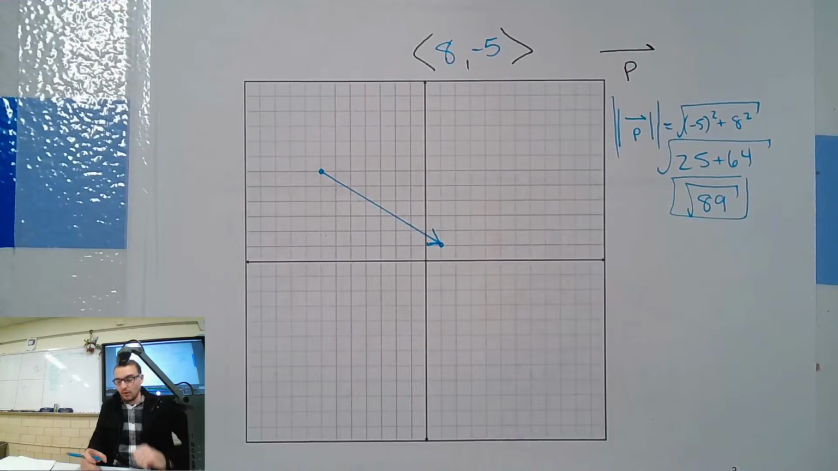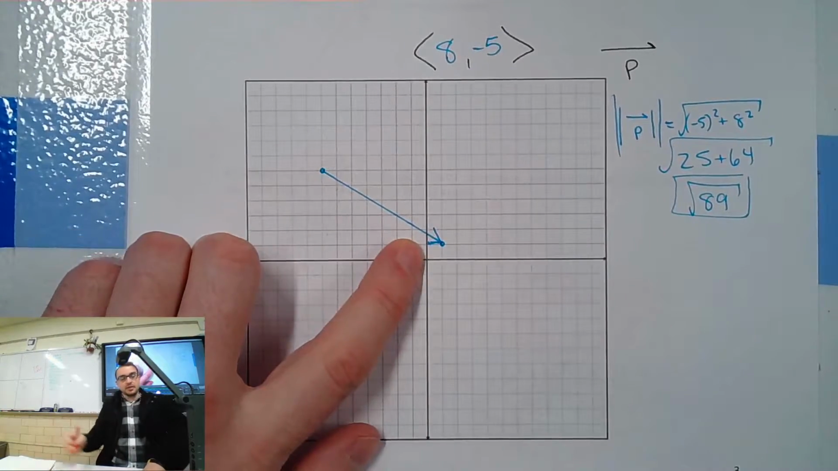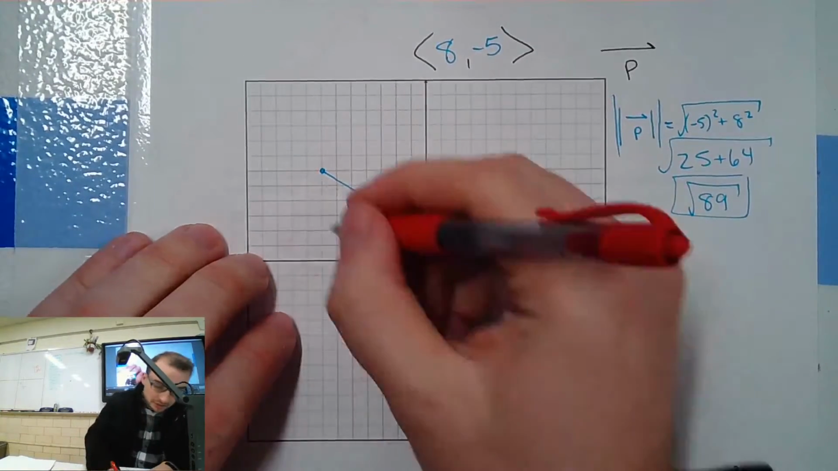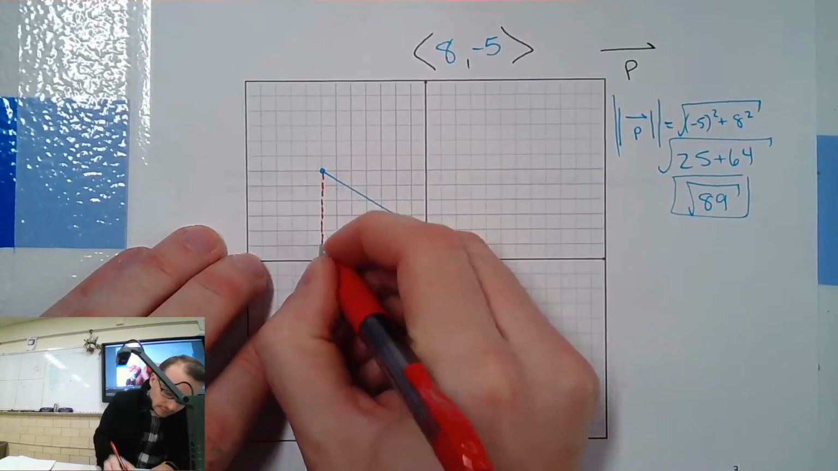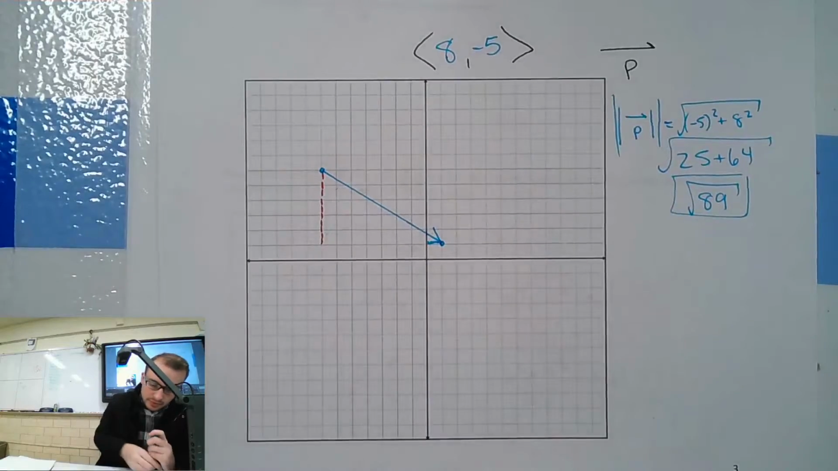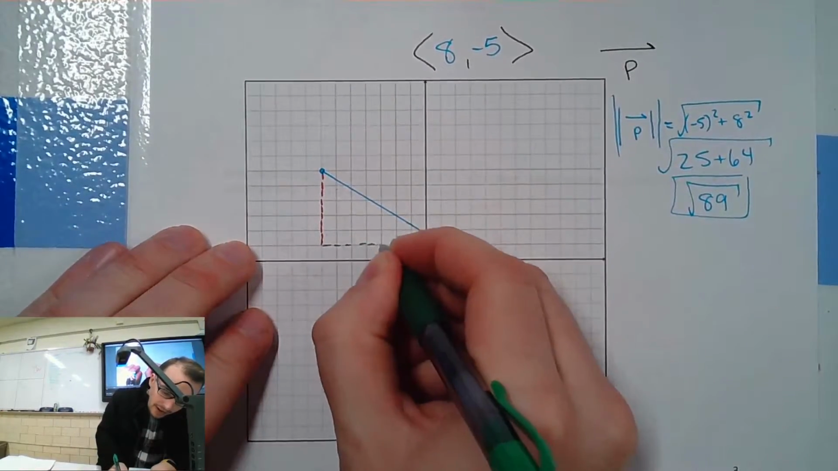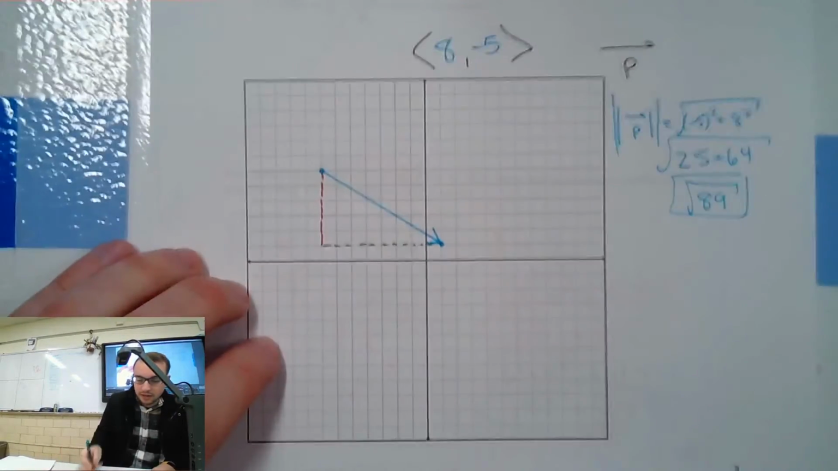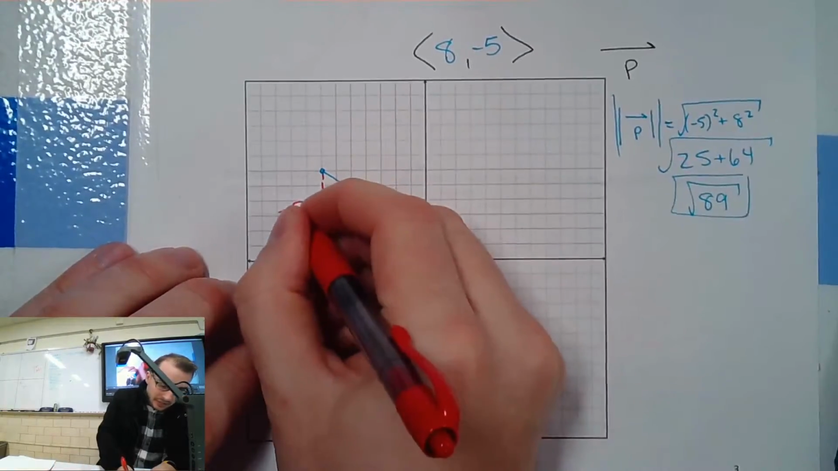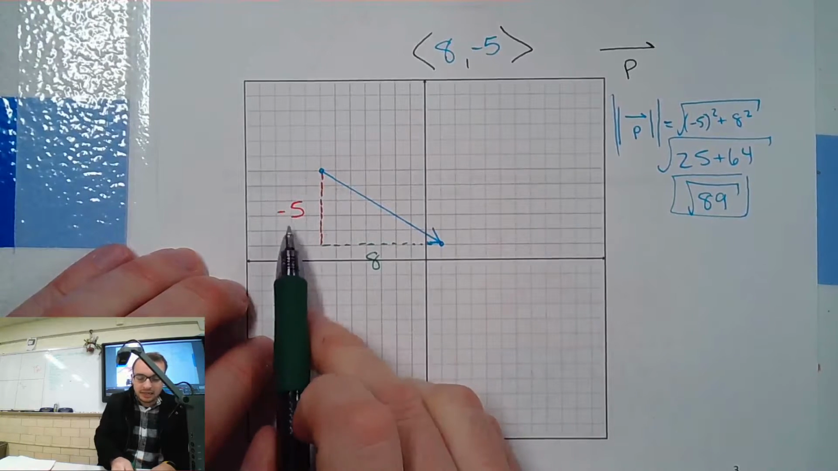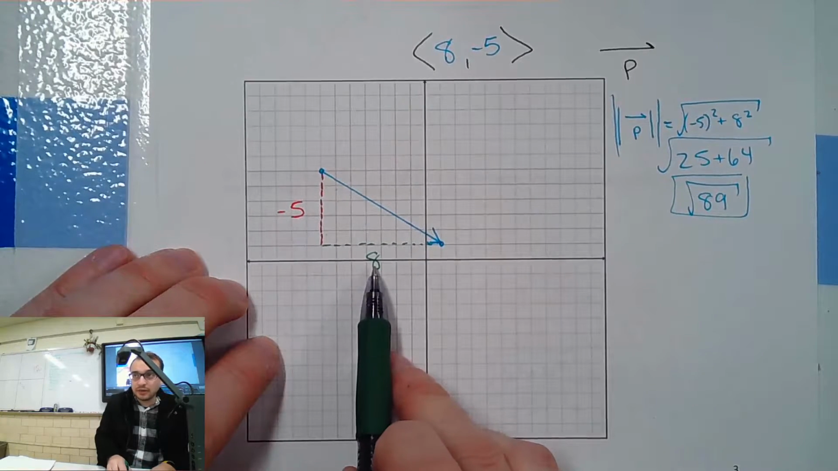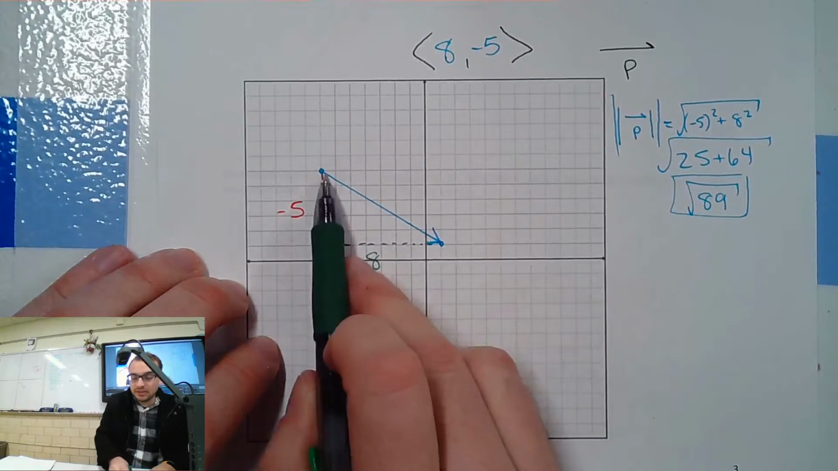Okay, so what we're doing is we're figuring out the length of this vector. And so what I do is I make it into a right triangle, exactly what I did. And notice that the legs of the right triangle are going to be your components, negative 5 and 8. So I do negative 5 squared plus 8 squared equals this guy squared, right?